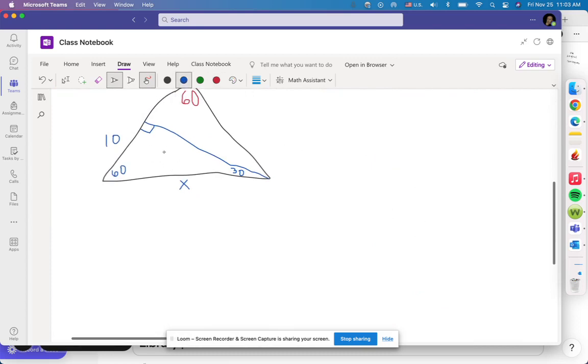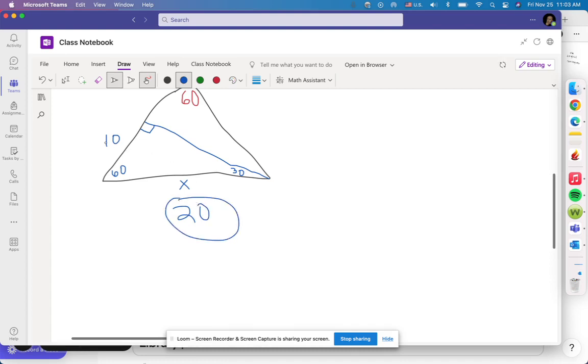I'm going to do one more just for the sake of understanding this. Let's do this one, it looks weird. Okay, let's find all the values. Well, this is 10, right? That's opposite 30. How do I go from opposite 30 to the hypotenuse? Just double it. So 10 times 2, that's 20. 20 is x. Nothing else to think about.